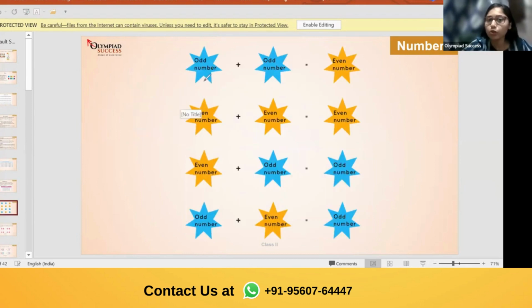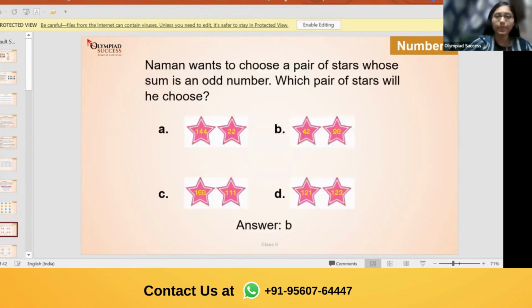Okay, this is the rule: two odd numbers make one even. Okay, two even numbers make even. One even, one odd makes an odd number. One odd, one even makes an odd number. So this is a simple rule. Let's move to the next one.